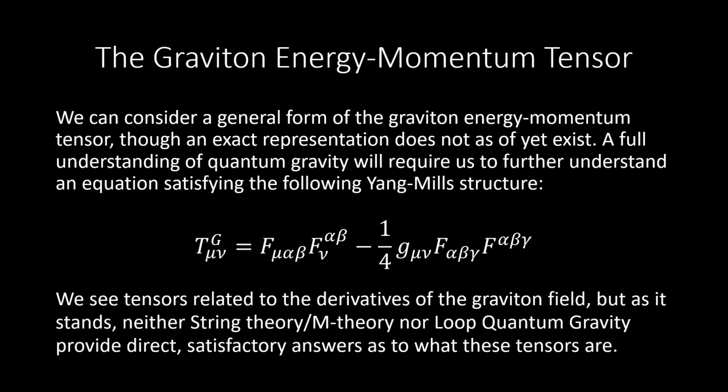We see tensors related to the derivatives of the graviton field, but as it stands, neither string theory, M theory, nor loop quantum gravity or what have you provide direct, satisfactory answers as to what any of these tensors actually are. Nonetheless, here's our best equation in terms of quantum gravity.